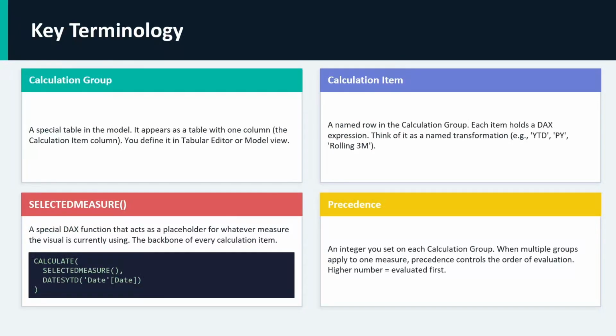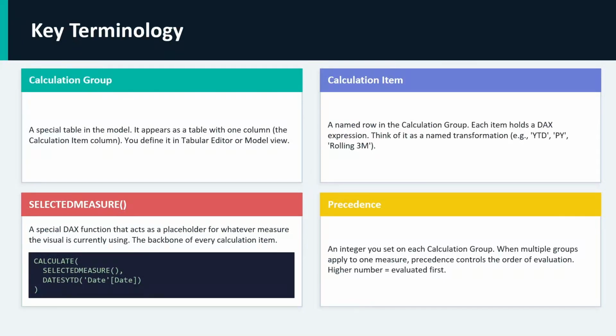So when a visual is rendering sales amount, for example, and the user has selected YTD from the slicer, SELECTEDMEASURE will resolve to the sales amount measure. When the next person chooses profit, SELECTEDMEASURE will change from sales amount to profit automatically. Just one DAX expression handling quite a lot of things. That is SELECTEDMEASURE.